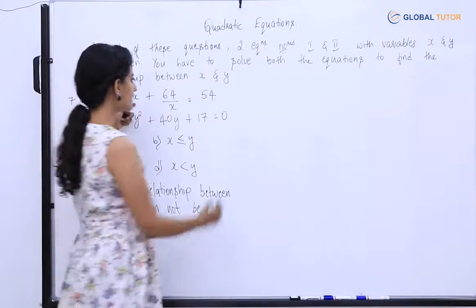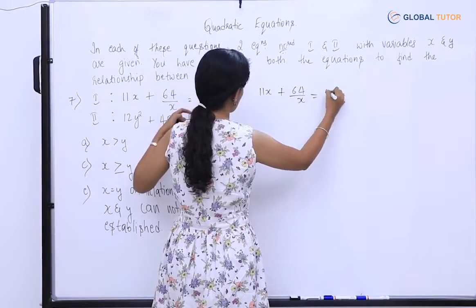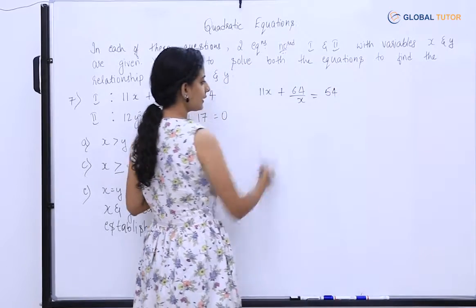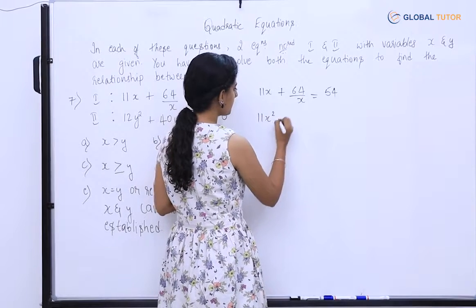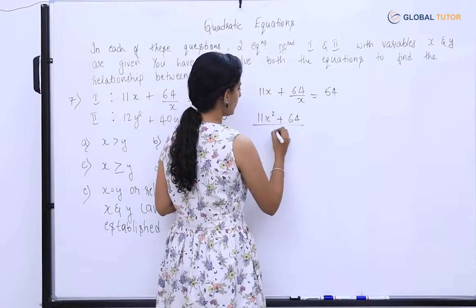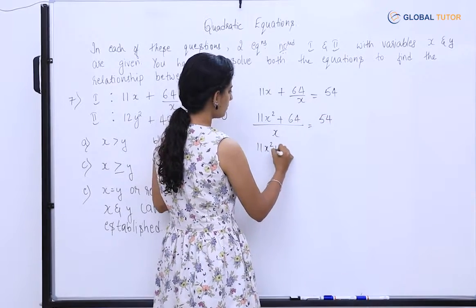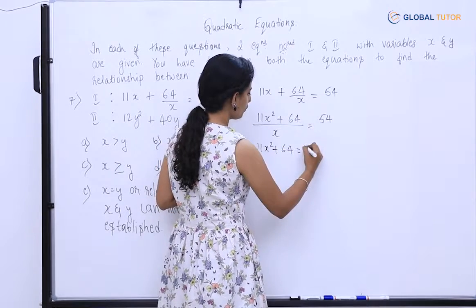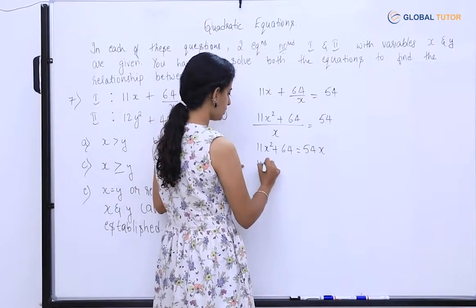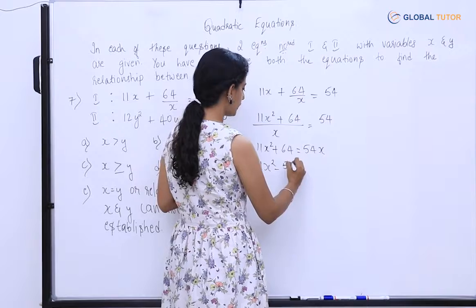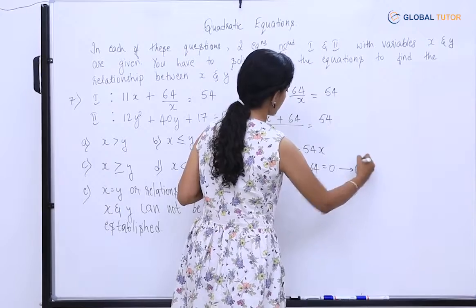The first equation is 11x plus 64 divided by x is equal to 54. Let's take the LCM of these two. So it is x. So it will be 11x square plus 64 divided by x is equal to 54. So 11x square plus 64 is equal to 54x. Let us shift 54x towards the left side of the equation. So 11x square minus 54x plus 64 is equal to 0, and let's call this equation 1.